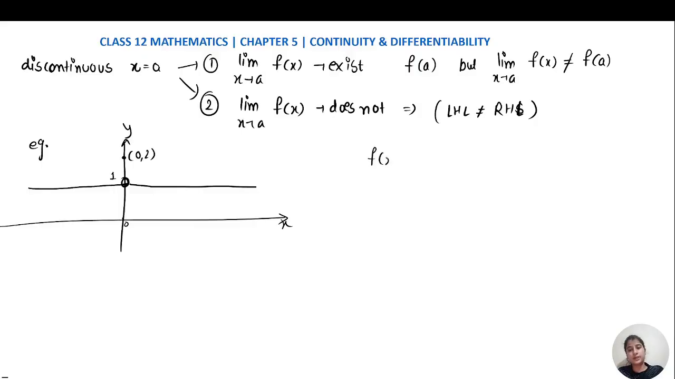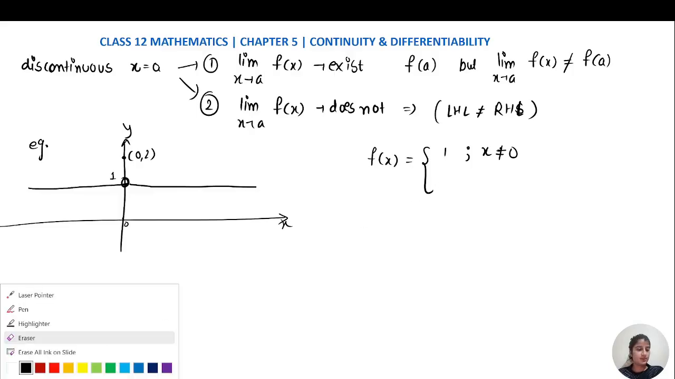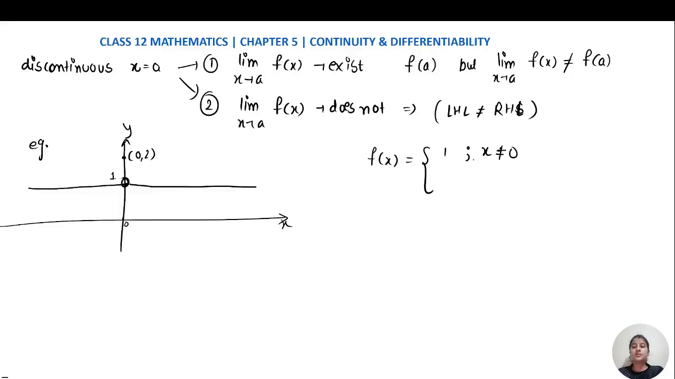So our function f of x is defined as: it takes the value 1 for x not equal to 0, and it takes the value 2 for x equal to 0.